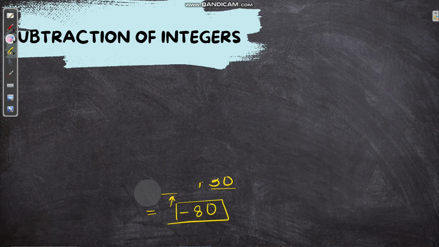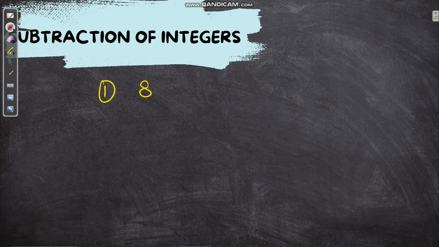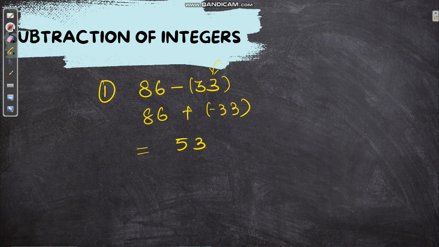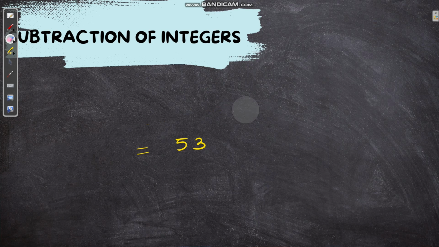Okay, last few questions we'll solve. 86 minus 33. Very simple. 86 plus, we have to take the additive inverse of 33, that is minus 33. Now you have two numbers with different signs, you do the subtraction, that is 53. Greater number is 86, so the answer is 53.